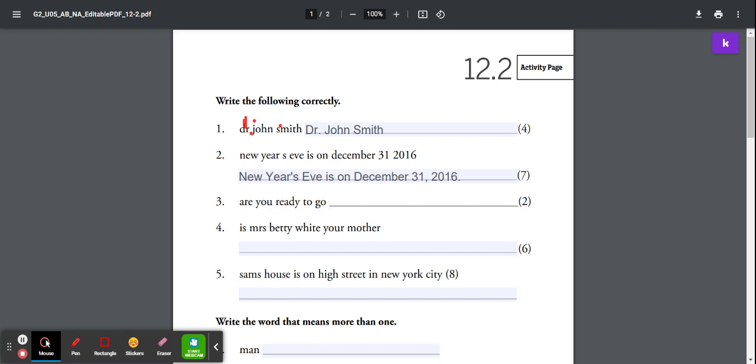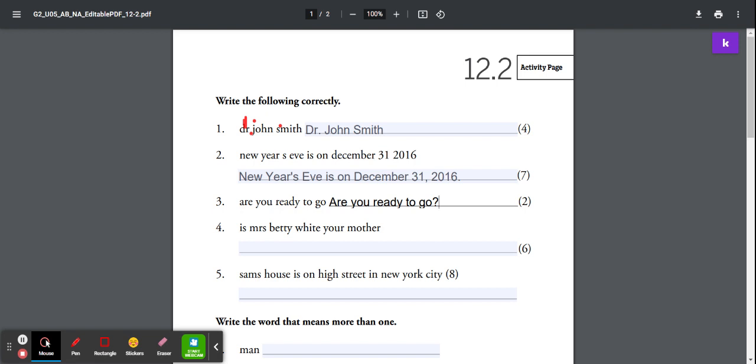Now I have 2, so this one will be a little easier. Are you ready to go? So it is a sentence. You is a subject, and then are ready to go will be my predicate. So start with a capitalization at the beginning of your sentence. That's 1. You ready to go? And this one is asking me something. So I need to put, that's right, a question mark. Now I'm back up to 6.